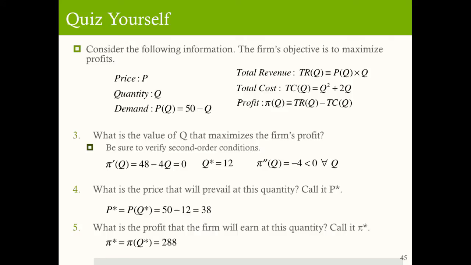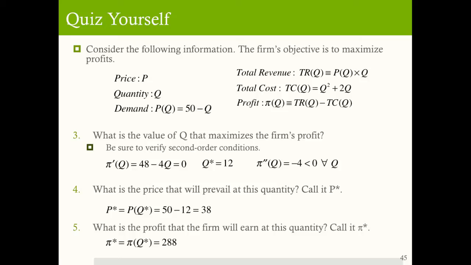What is the value of Q that maximizes the firm's profit? Be sure to verify second order conditions. So we're trying to maximize profit. The first thing I'm going to do is find the stationary point of the function. So I'm setting the first derivative of profit equal to 0. That yields 48 minus 4Q equals 0. I solve for Q and I get Q star equals 12.